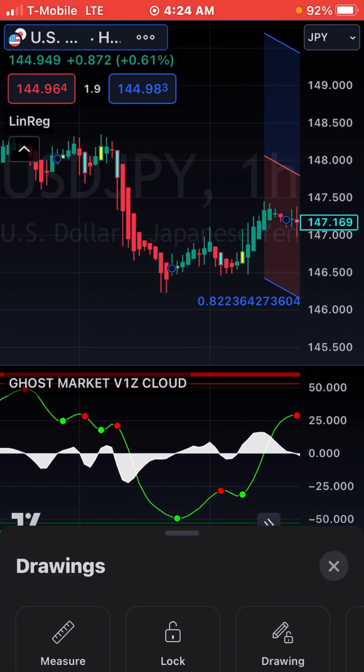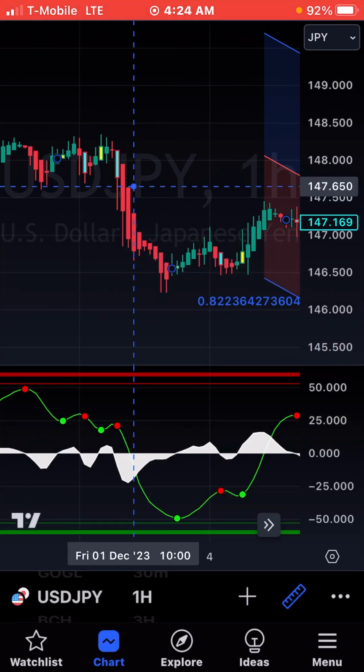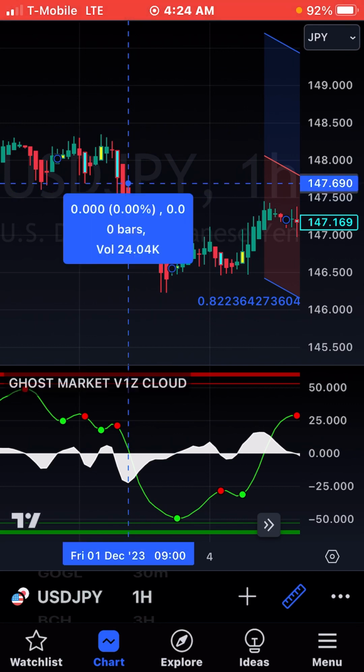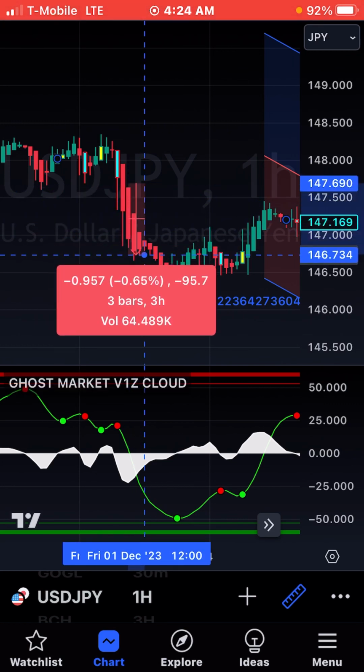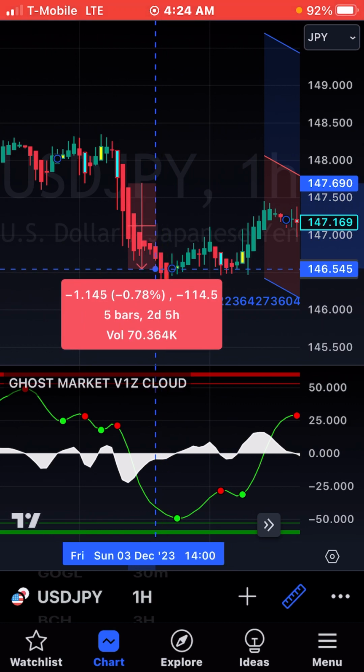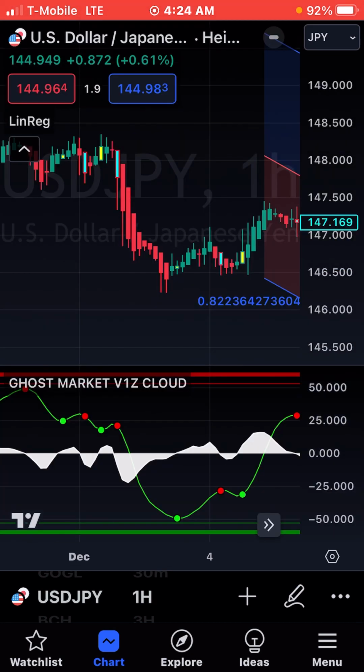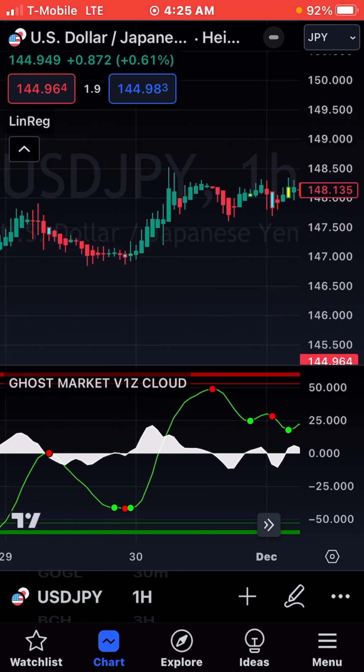We see it going through the cloud right here. Right about here. And this is a good move right here. Anywhere here would be a good move. Let's just do this a couple more times, and you guys get the general idea.